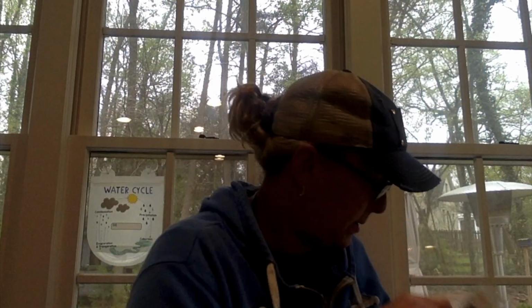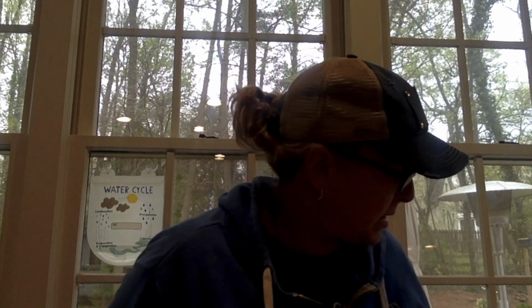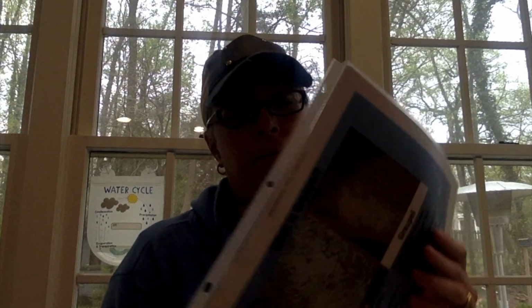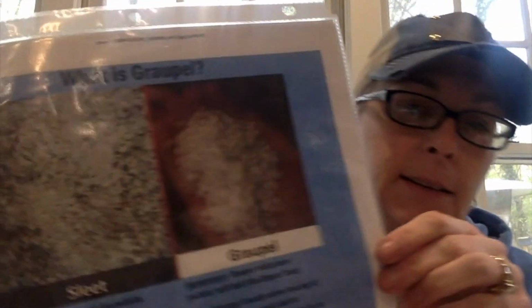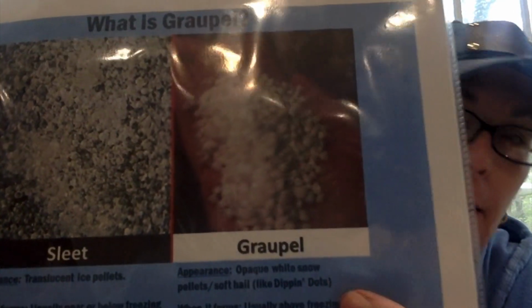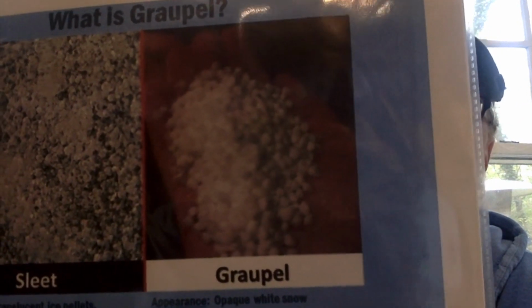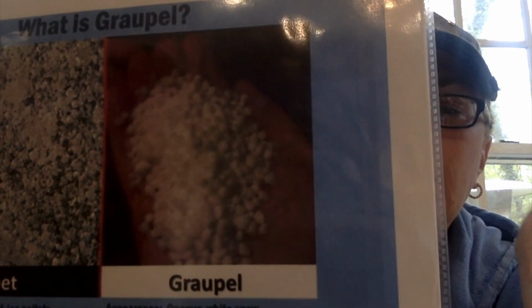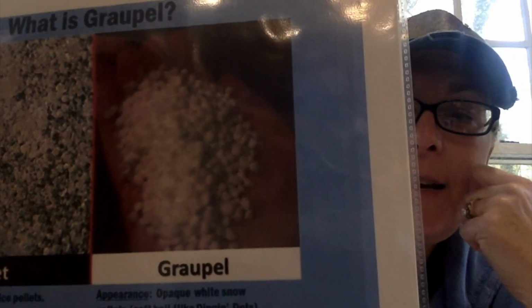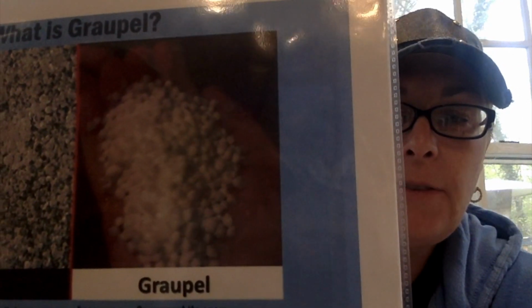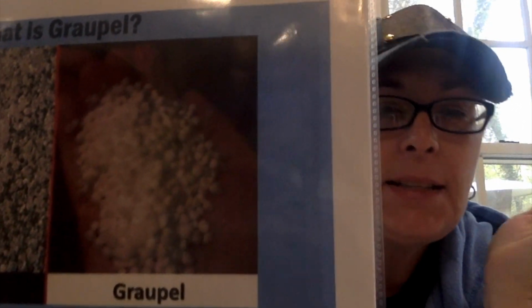Temperature dependent, okay? Now, they have started a discussion about the difference between graupel and sleet. This will be the new one that we have to learn about. And graupel is a little bit of snow pellets. It's white and soft, and it's more crumbly, but it does resemble snow.